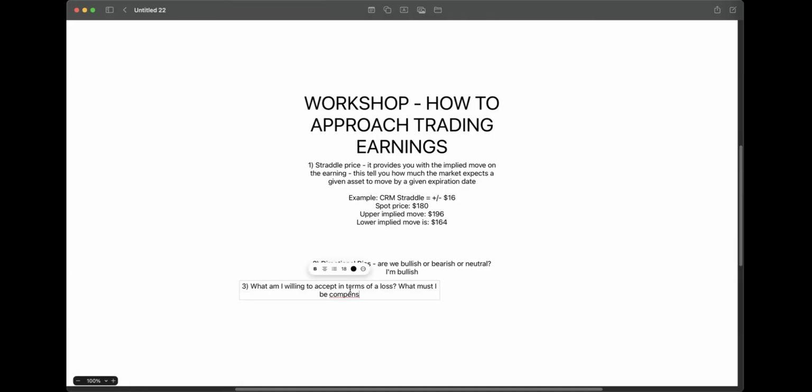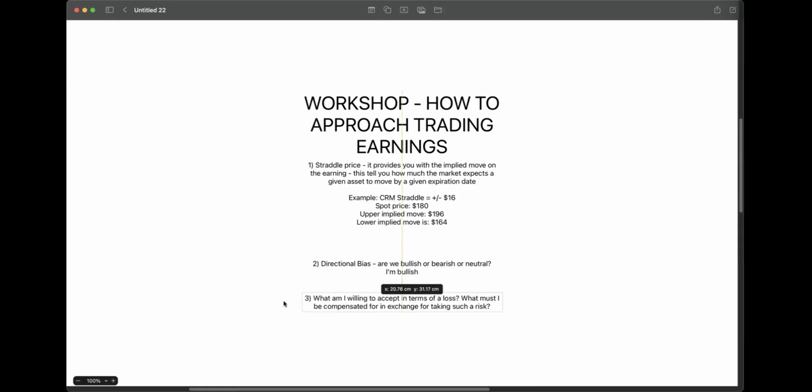Compensated for in exchange for taking such a risk. Right? So basically, like, what am I willing to lose, and what kind of upside do I have to have in order to take that risk?